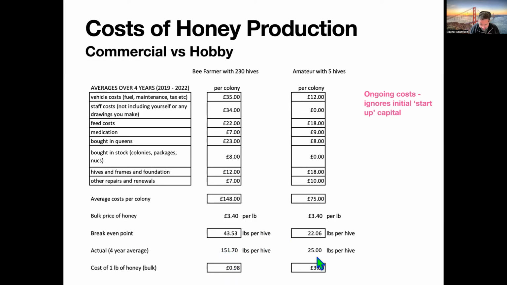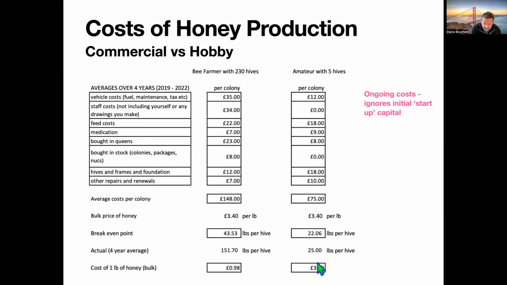Now, with your hobby beekeeper, according to the BBKA honey survey, typically beekeepers make about £25 per hive on average. So that doesn't mean every hive makes £25. That means of his 5 hives or her 5 hives, possibly you get £60 off one and £40 off another, £20 off another, and then nothing off the others.